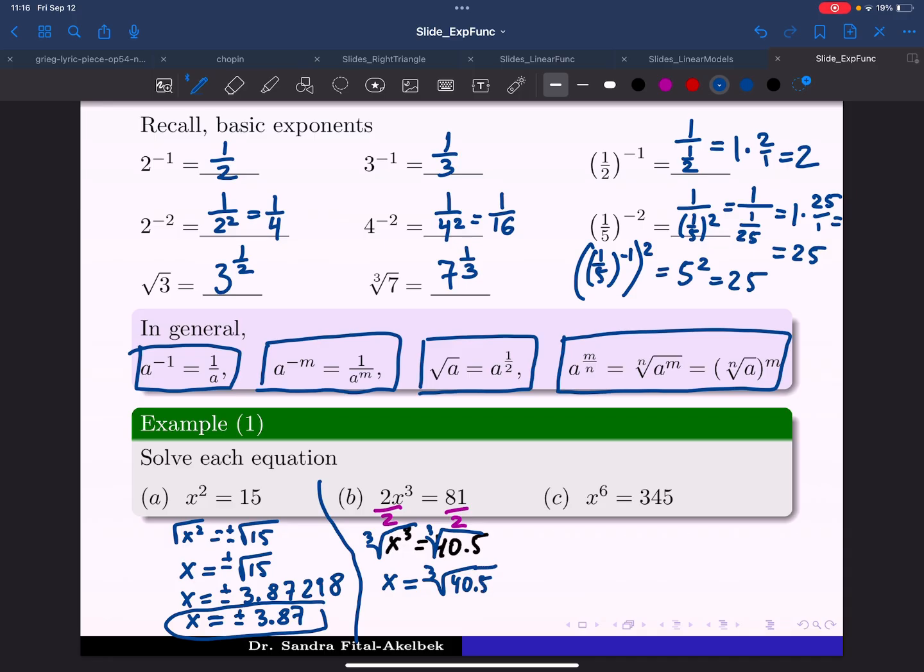You can either type cube root on the calculator or you can use it as an exponent. So cube root is exponent 1/3. So we can type it, that would be 40.5 to the power 1/3. On the calculator I'm getting 3.4341, which is approximately 3.43.